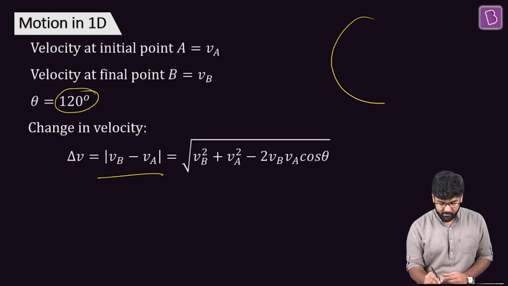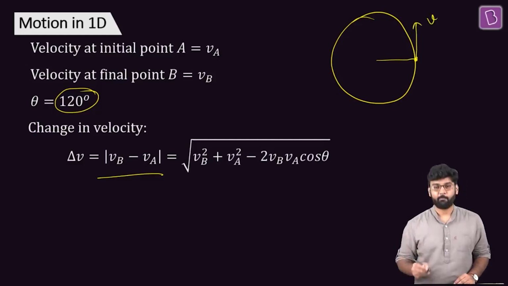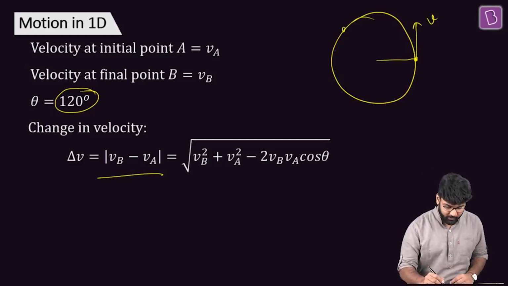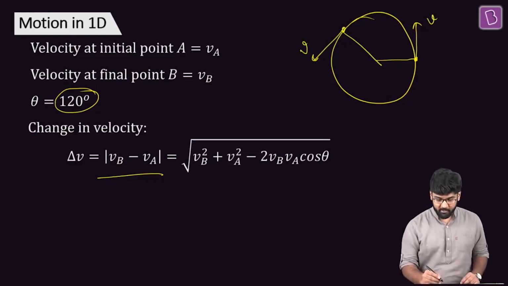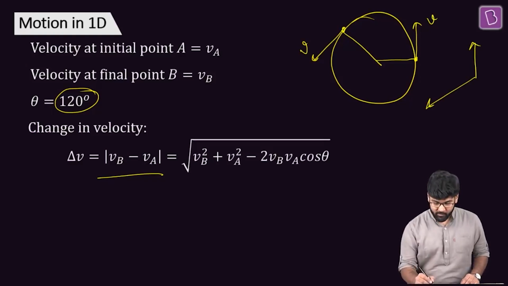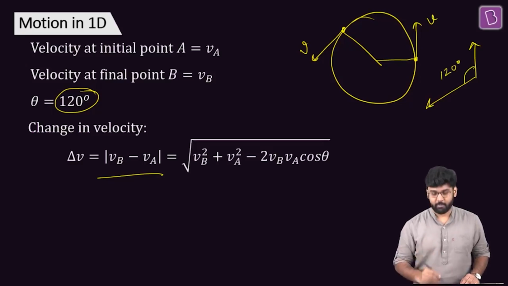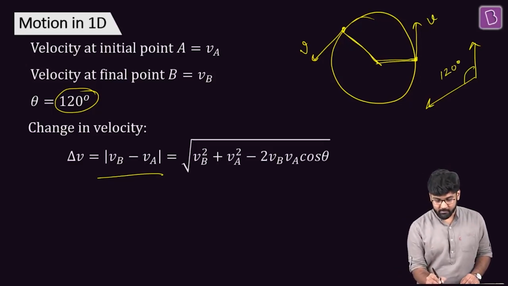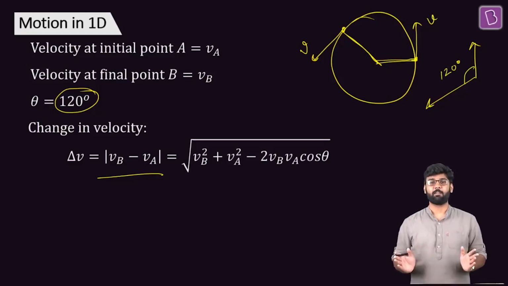Because if you draw this circle, let's say initially the particle is at this point. So here the velocity will point in this direction. And after covering 120 degrees, the particle will reach here. So velocity will be in this direction. So if you measure the angle between these two vectors, then it comes out to be 120 degrees. Because if these two radii are making an angle of 120 degrees with each other, then their tangents or their perpendiculars will also make the angle of 120 degrees. So the angle between these two velocities is 120 degrees.